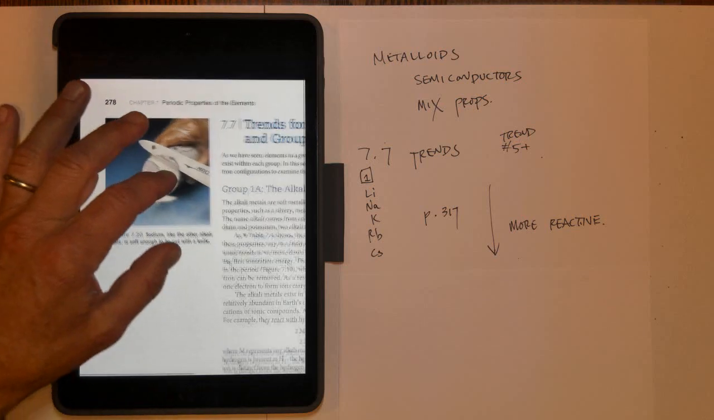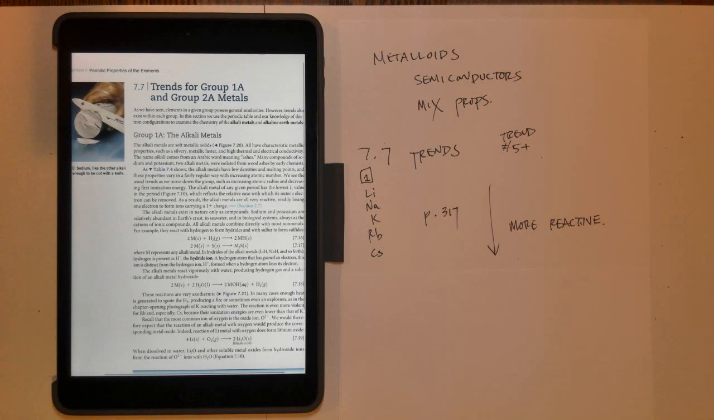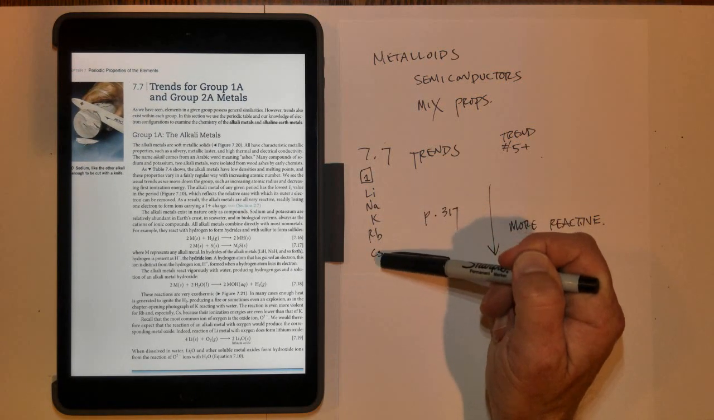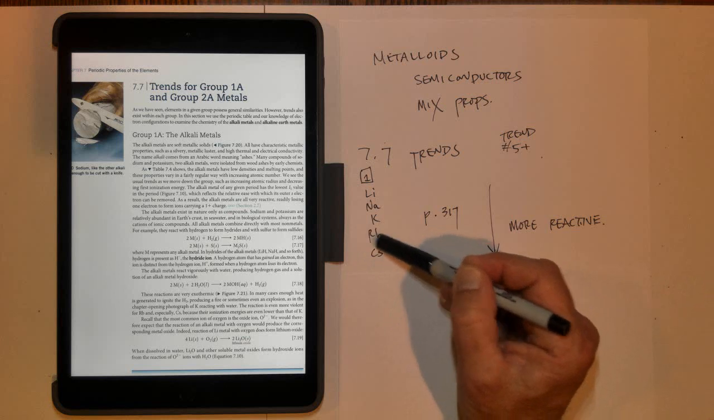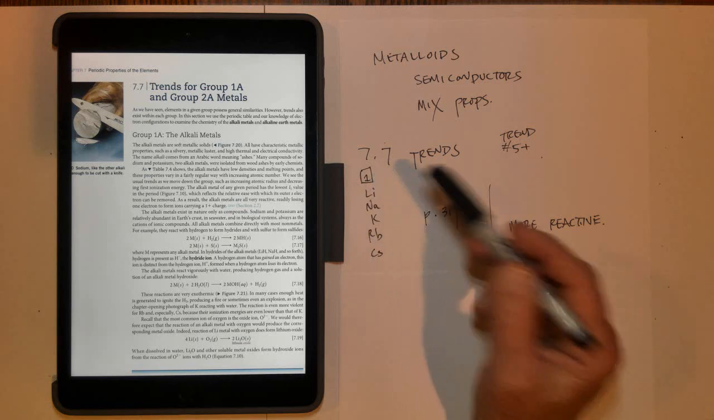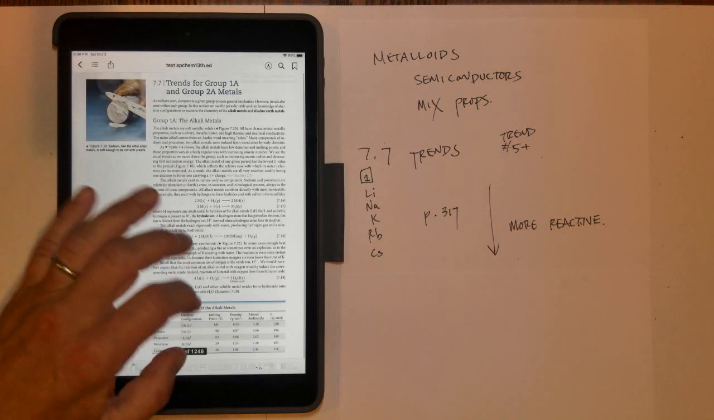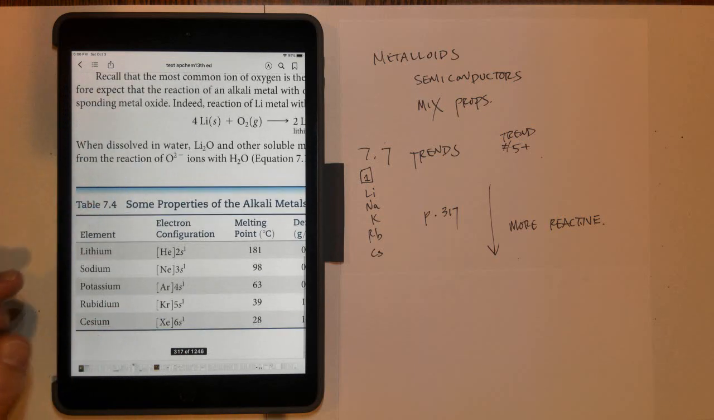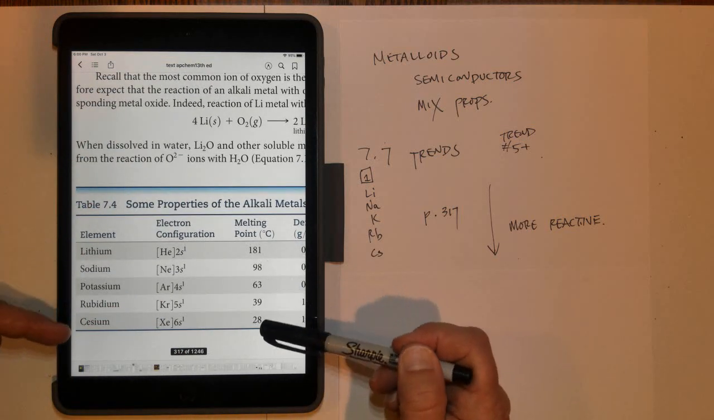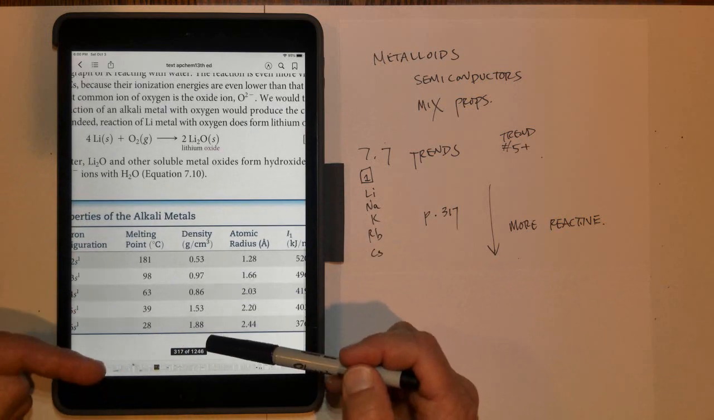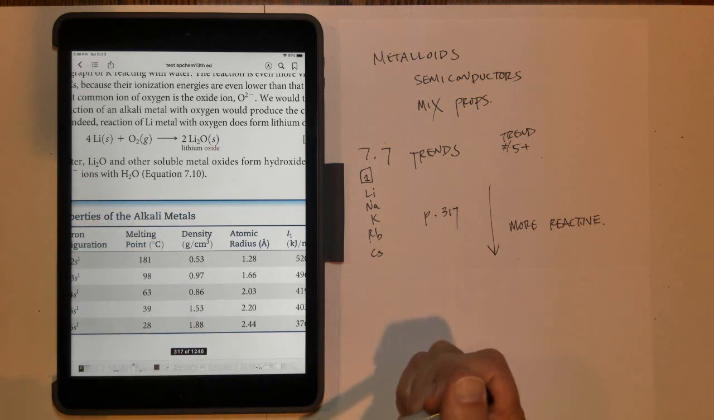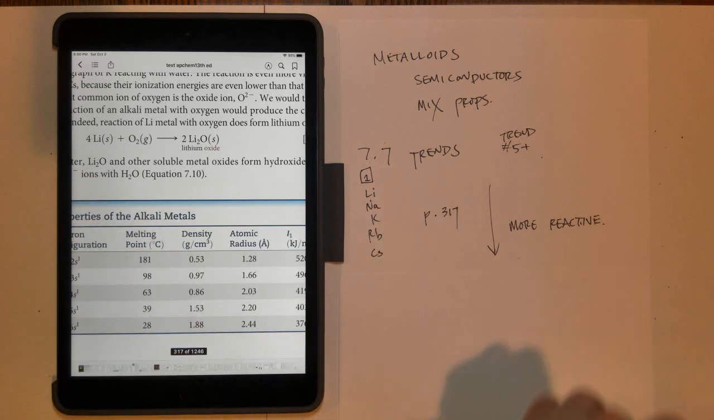But they're very reactive, and as a matter of fact, they become more reactive as you go down the group of the family. This can be explained by their atomic size, and so the electrons are further away from the nucleus in cesium than they are with lithium, and so they become more reactive as they go down. You can see that the melting points also decrease as you go down. Cesium will actually almost be a liquid at room temperature, and then they get more dense as they go down as well, and of course their atomic radius increases, as we just talked about, which leads to more reactivity.